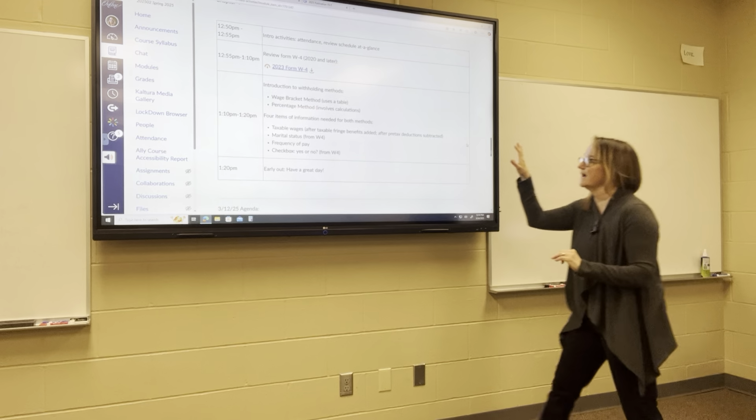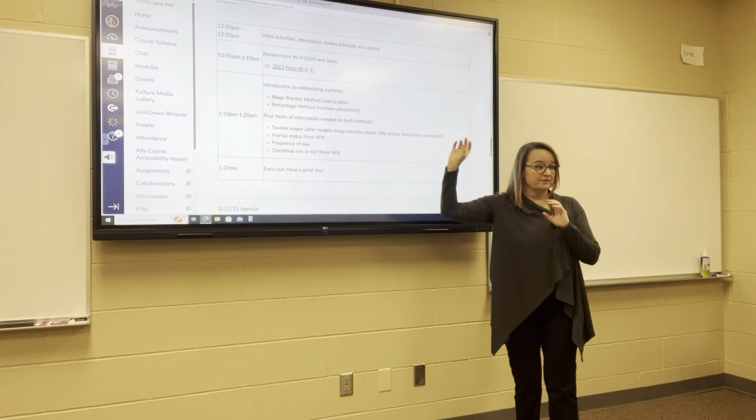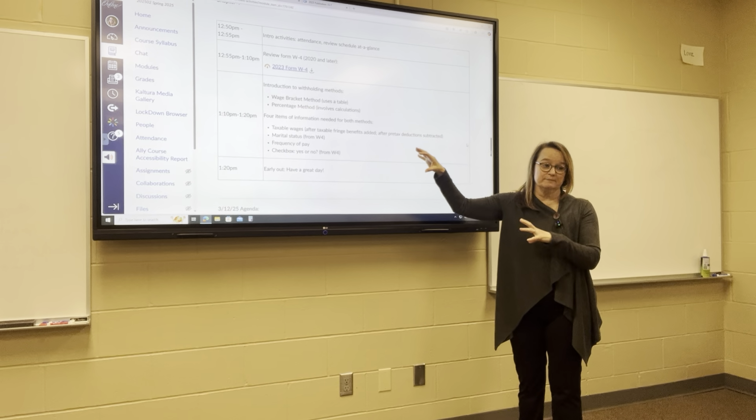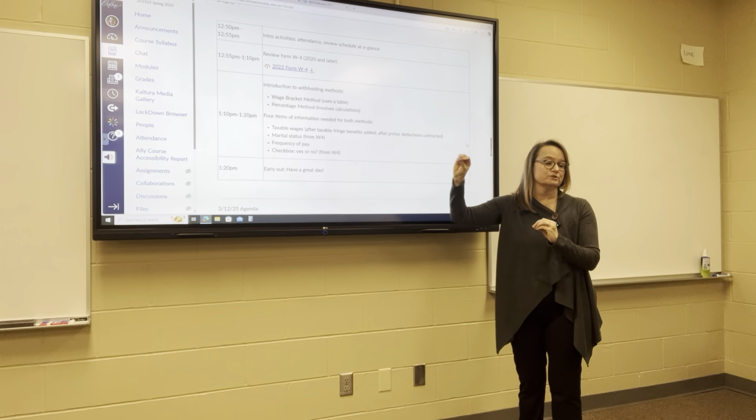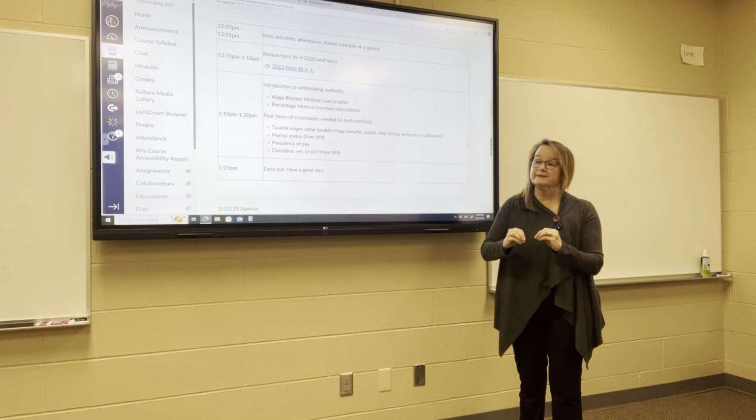Those are items that would affect the information that would be on an employee's W-4 form. So I want to go through that, take a close look at that, because this is an integral document that we have to use in order to do the calculations for federal income tax withholding.